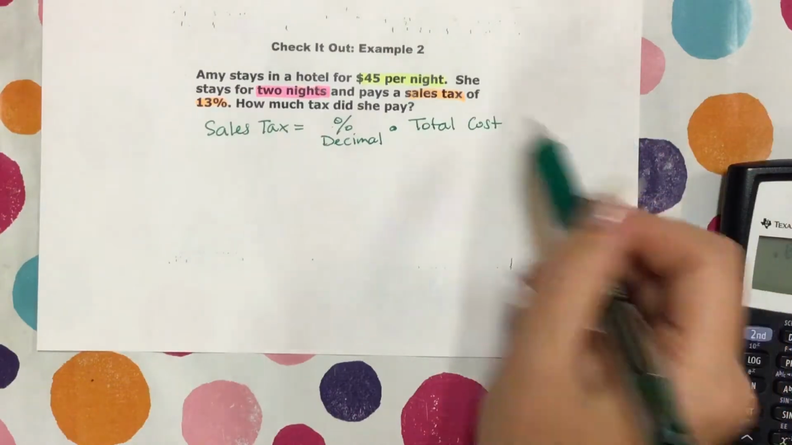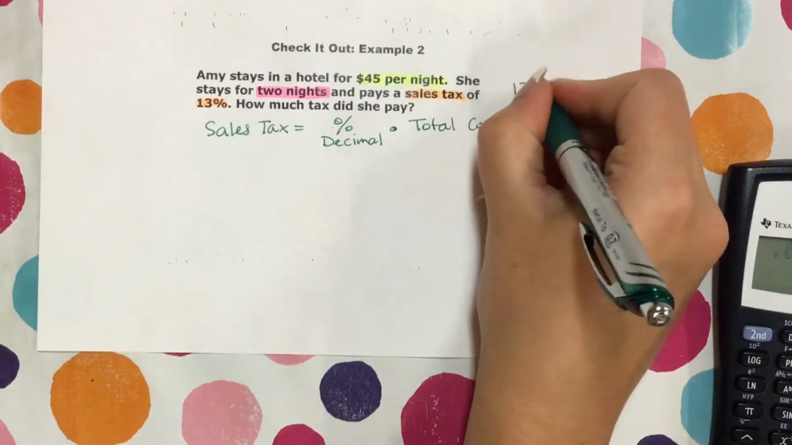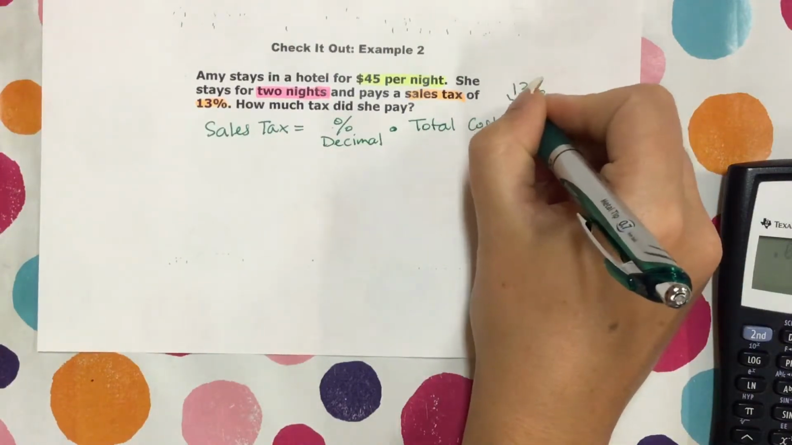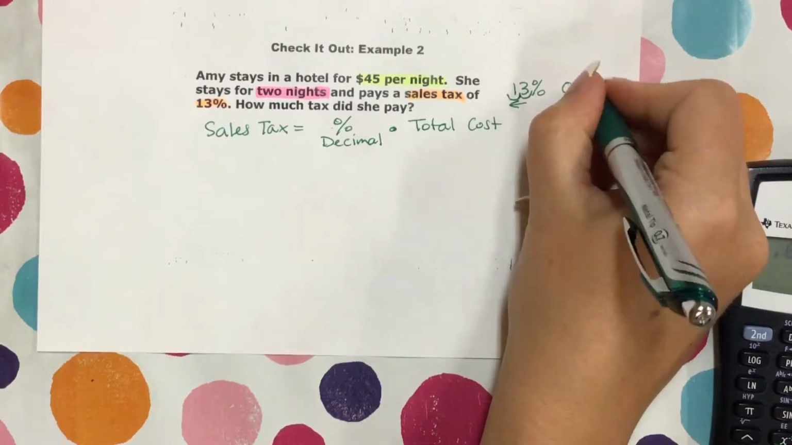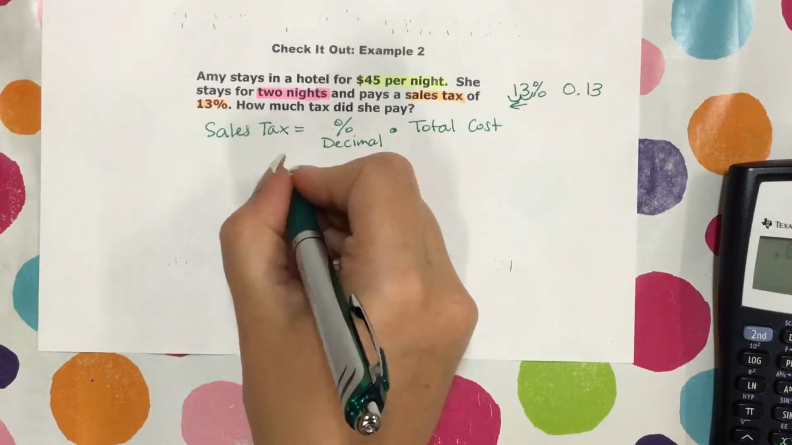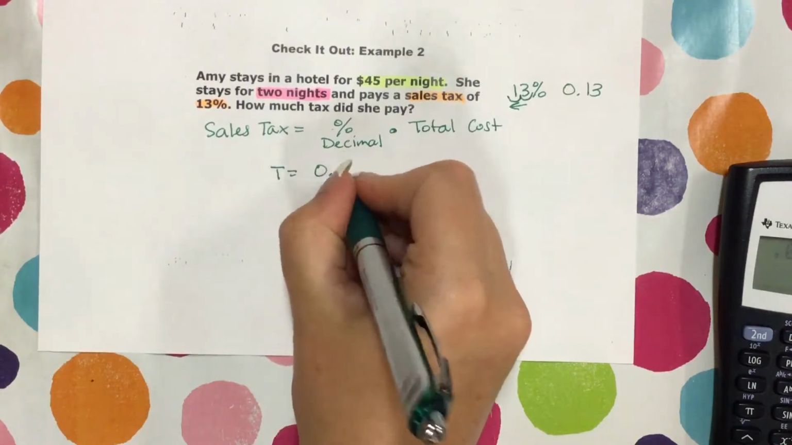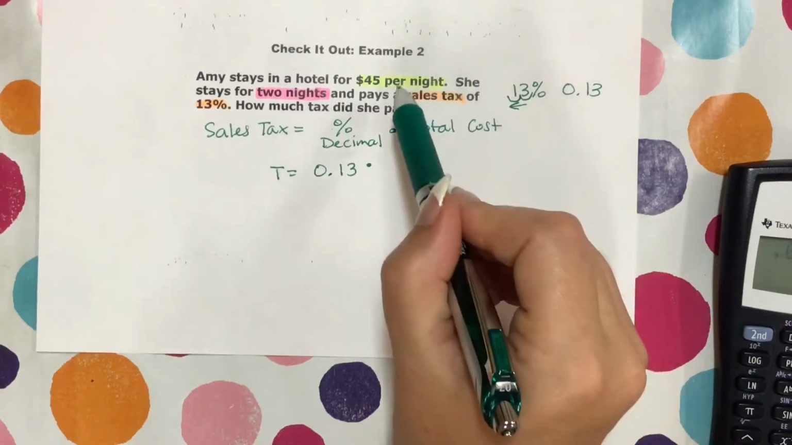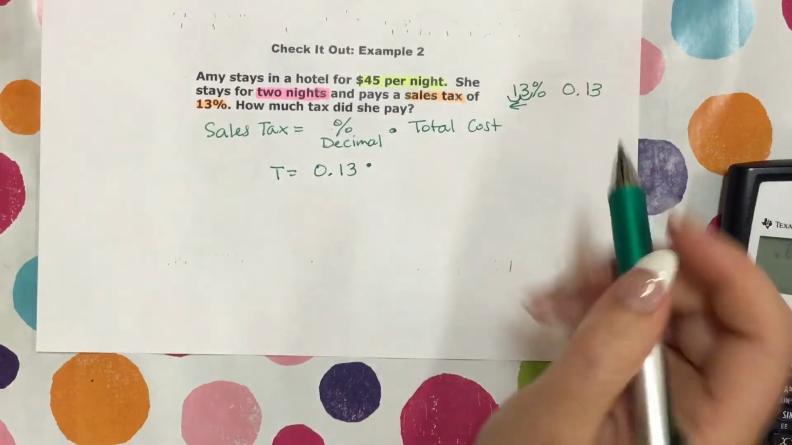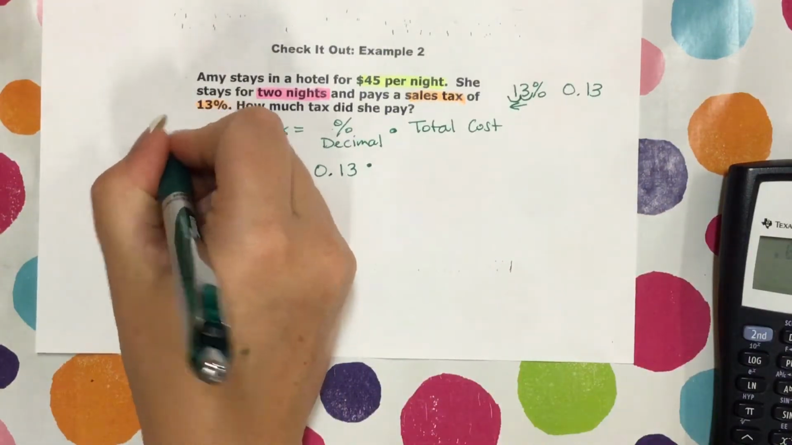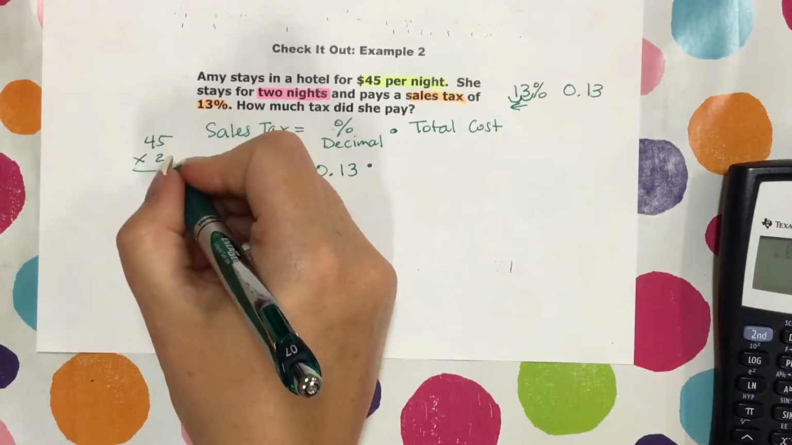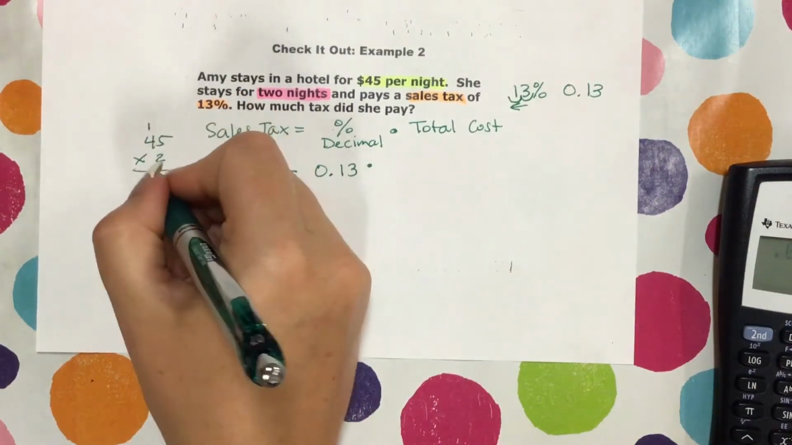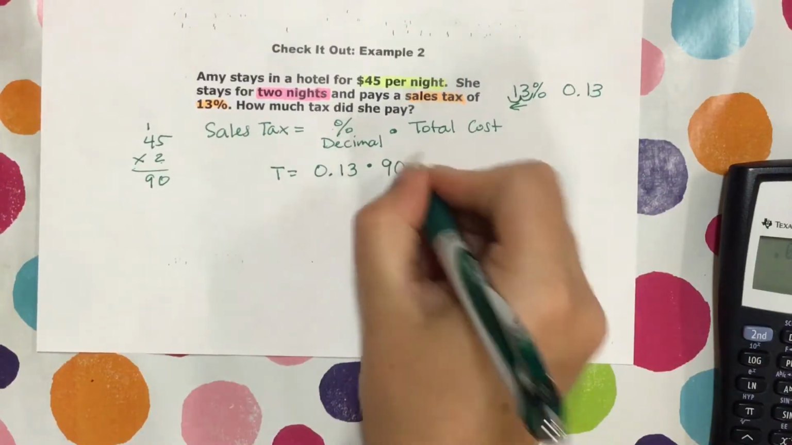Okay, so we have 13%. The first thing we need to do is take that 13% and convert it into a decimal. So we're going to move the decimal 2 places to the left. So we'll end up with 0.13. I'm just going to write T for tax. The tax equals 0.13 multiplied by the total cost. Now total cost is $45 a night, and she spent 2 nights there. So that's going to be 45 times 2. I'm going to do that multiplication. 2 times 5 is 10. Write the 0, carry the 1. 2 times 4 is 8, plus 1 is 9. So there we go. The total cost is 90.